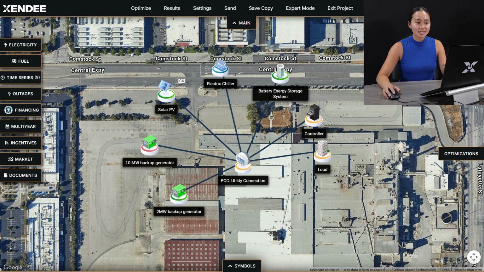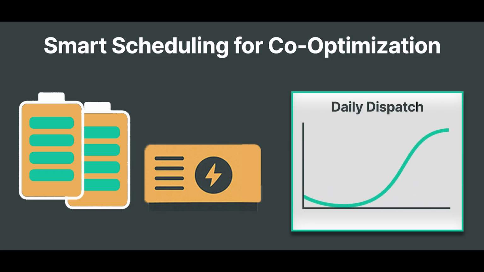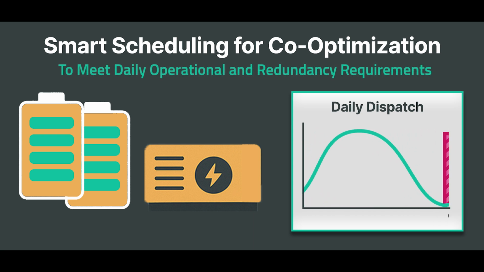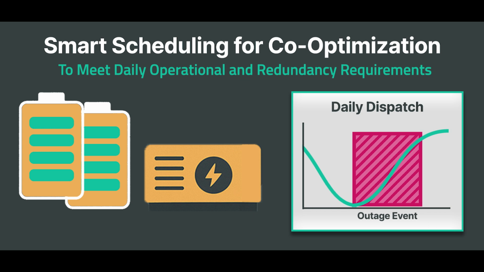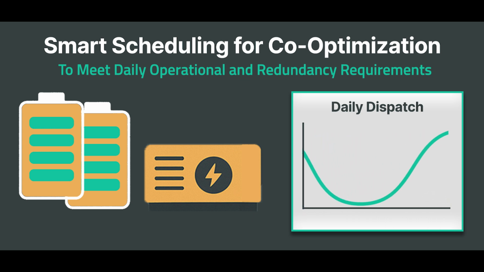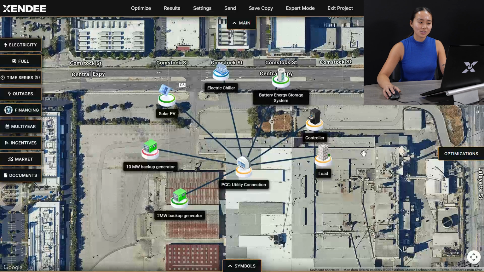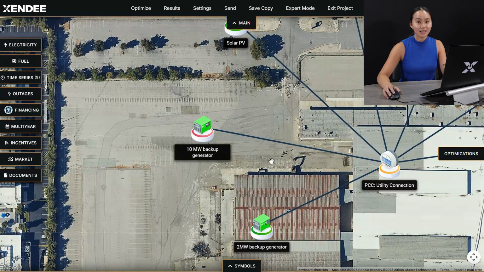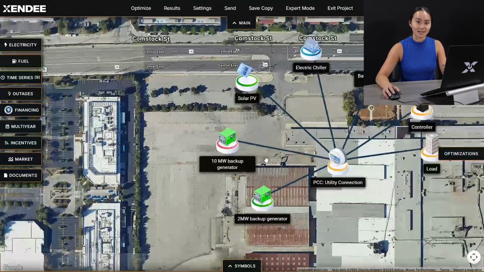In Xendee, redundancy is modeled as an integrated solution of both system design and operation. Instead of statistically adding backups, Xendee uses smart scheduling and co-optimization to ensure that, at any given time, a technology failure can be made up for by any reserve capacity from generators or battery storage. This means that technologies chosen to provide redundancy can also contribute to day-to-day system operation. Let's look at an example of how this works in Xendee.